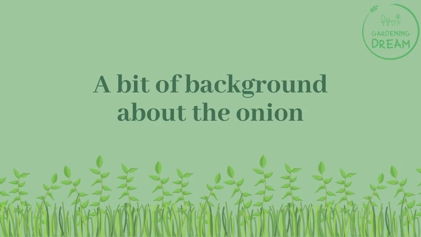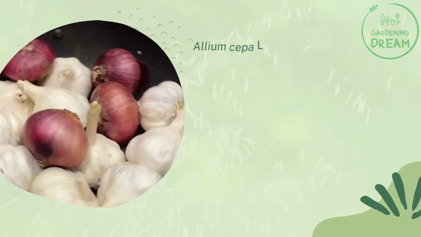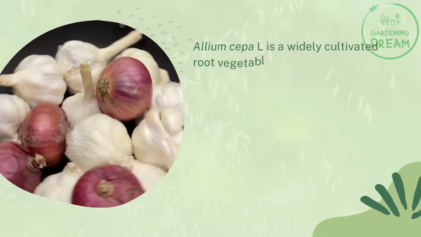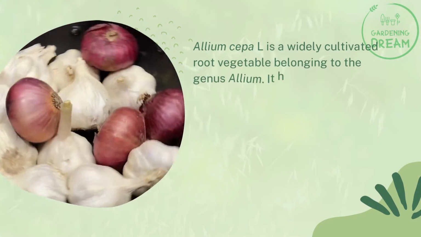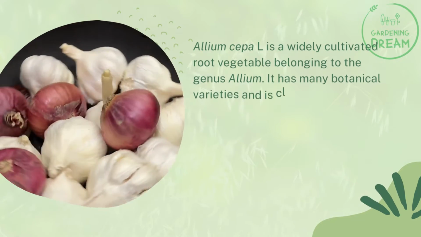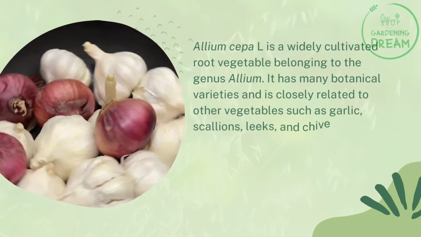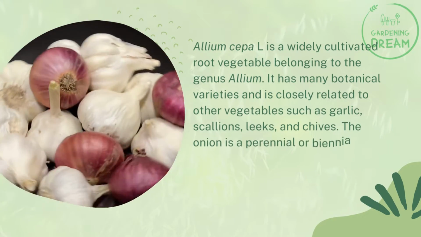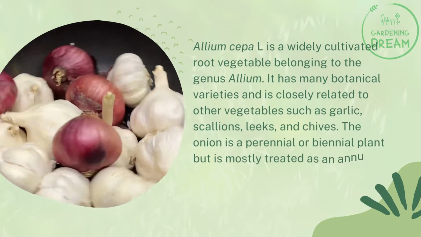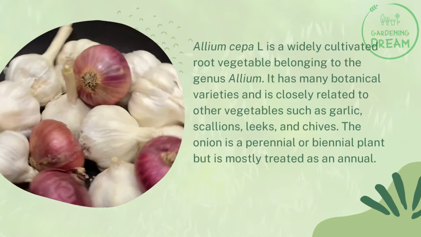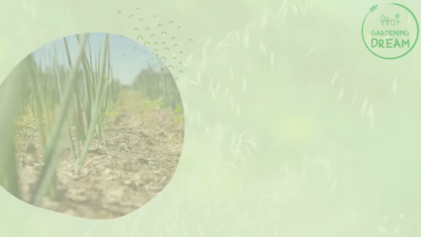A bit of background about the onion. Allium cepa L is a widely cultivated root vegetable belonging to the genus Allium. It has many botanical varieties and is closely related to other vegetables such as garlic, scallions, leeks, and chives. The onion is a perennial or biennial plant but is mostly treated as an annual.